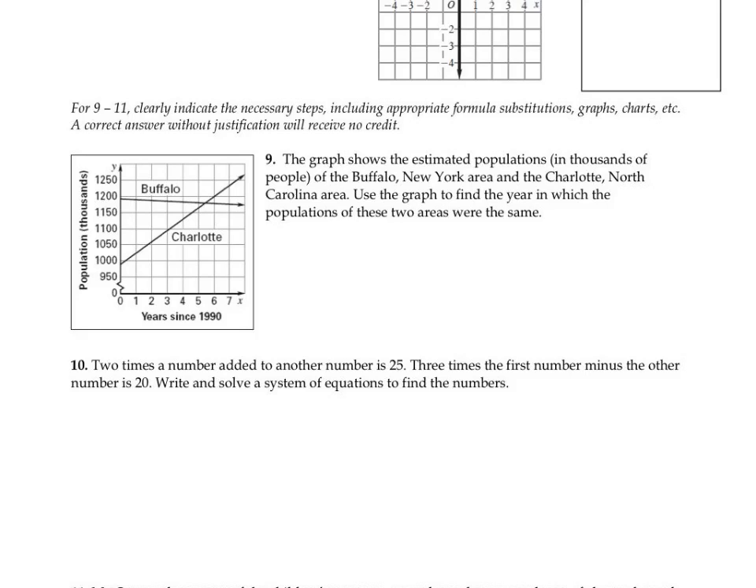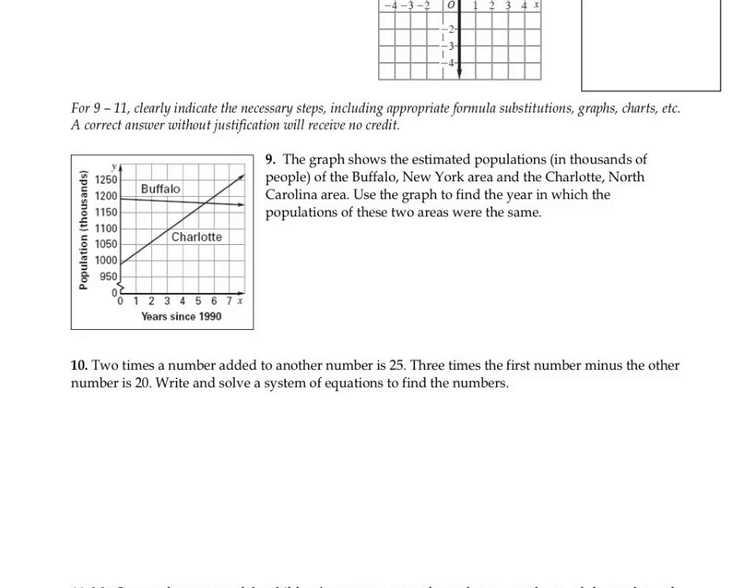So number 9 tells us the graph shows the estimated populations in thousands of people of the Buffalo, New York area and the Charlotte, North Carolina area. Use the graph to find the year in which the populations of these two areas were the same. So we have one line that represents the Charlotte population and another line that represents the Buffalo population. And if we want to find the year that the populations were the same, we would have to find that intersection point, because the intersection tells us, okay, this is where Charlotte and Buffalo's populations meet.